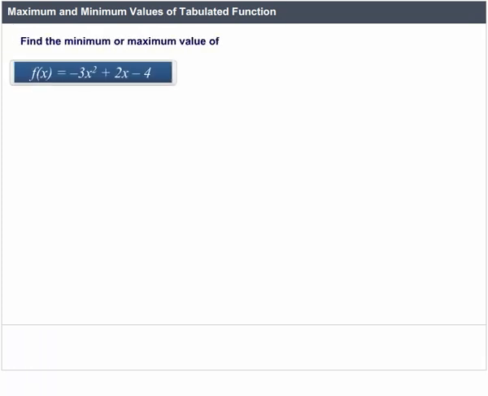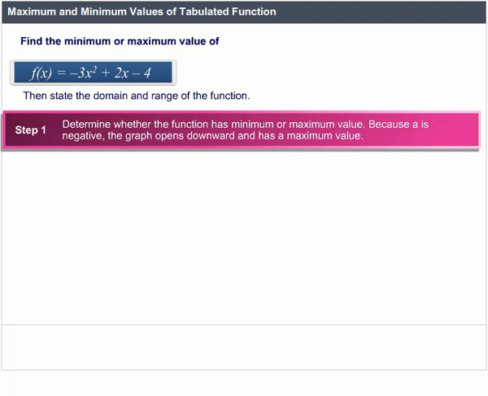Maximum and minimum values of a tabulated function. Find the minimum or maximum value of f of x equals minus 3x square plus 2x minus 4. Then state the domain and range of the function. Step 1. Determine whether the function has a minimum or maximum value. Because a is negative, the graph opens downward and has a maximum value.